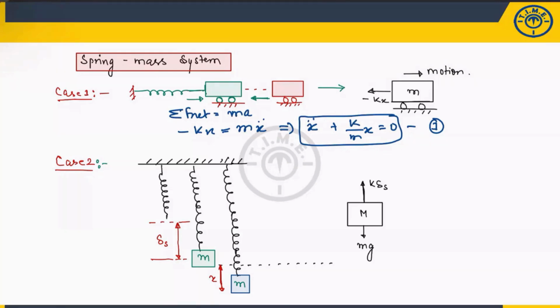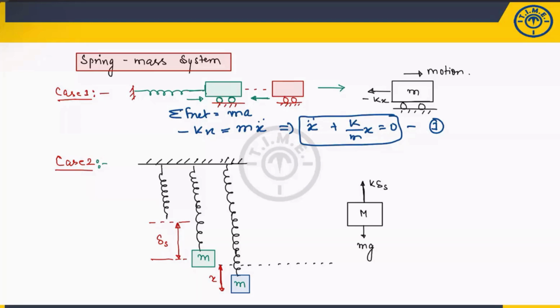Now, if the same block is kept vertical, how will you calculate? Let us suppose this is the spring. If there is no block attached, this is the natural length of the spring. Once you attach one block of mass m, what will happen? There will be a static deflection. Because of the weight of this mass, this spring will deflect a little bit more. I am taking that as delta s, the spring deflection or the static deflection.